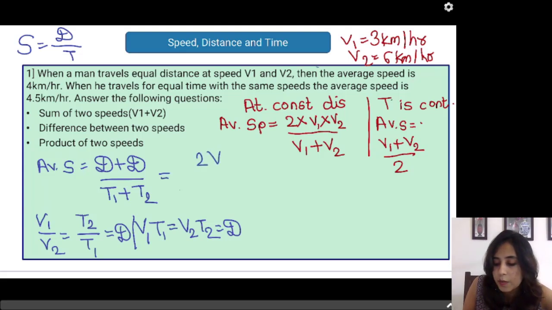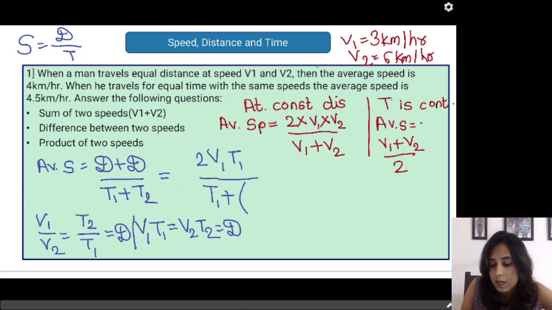I get 2 into V1 T1 divided by, I want to cancel out T1, so all I am going to do is put the value of T2 as V1 T1 divided by V2. When I solve this, I get this equation. Similarly, when my time is constant, my average speed is given by the formula.